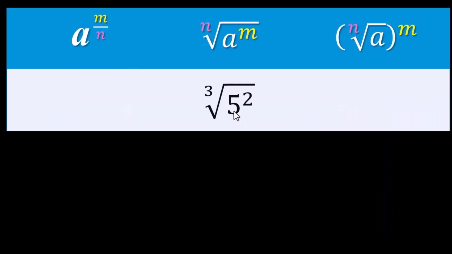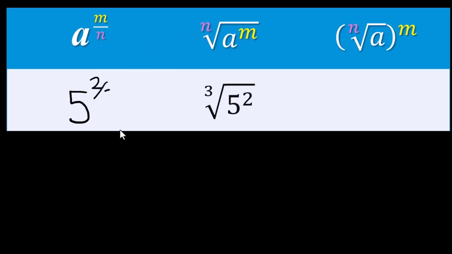We have the cube root of 5 squared. You're just rewriting. I'm not simplifying. I'm not going to put 25 for 5 squared. I'm just rewriting and moving all the exponents around. Our base is 5, and it's being raised to an exponent that's a fraction. The numerator is the number on the inside, and the denominator is the number on the outside.